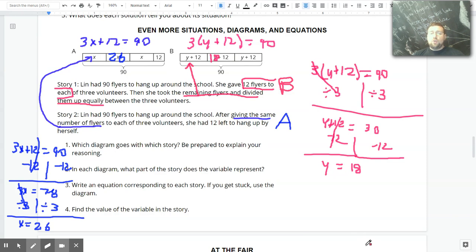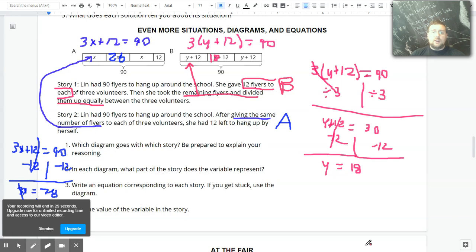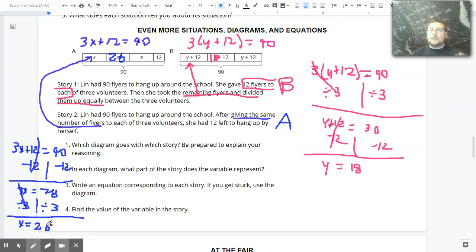So in here, we read a story, matched it to the diagram, created an equation, figured out what the variable meant in each case, and then solved it and thought about what the solution meant, plugged it back into the problem, and made sense out of it. That is the culmination of everything we did in this chapter.